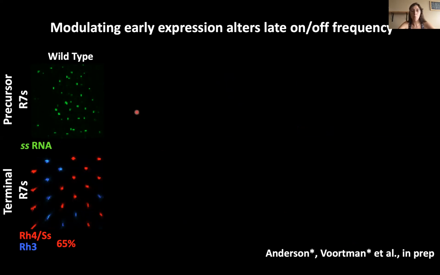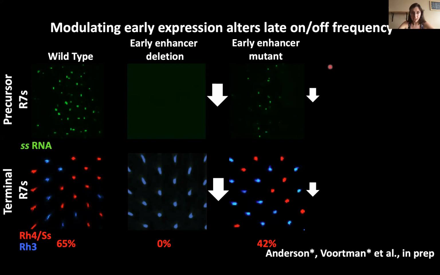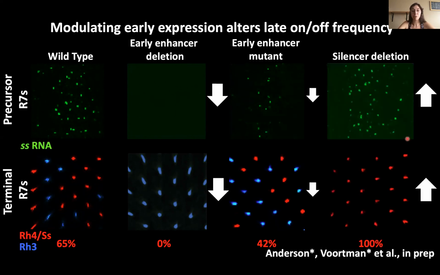For example, if we look in a wild-type eye, we see RNA expression of Spineless in the precursor R7s, and we see that about 65% of the adult cells express Spineless. If we delete the early enhancer, we lose expression in the precursor state and subsequently lose expression in the adult. In a mutant of the early enhancer, we see a reduction in the number of the precursor cells expressing Spineless. This is then reflected by a reduction in the number of cells expressing Spineless in the adult. Finally, if we look at a deletion of a silencer element, we see an increase in expression in the precursor state and an increase in expression in the adult.